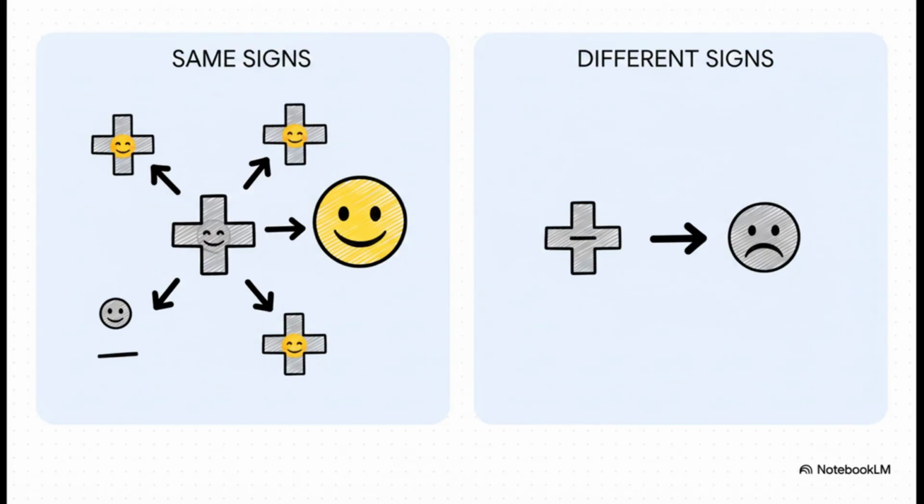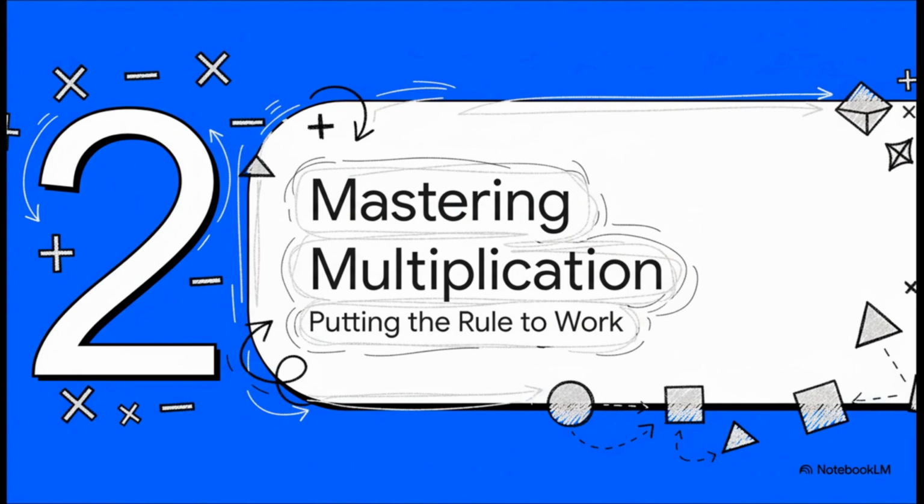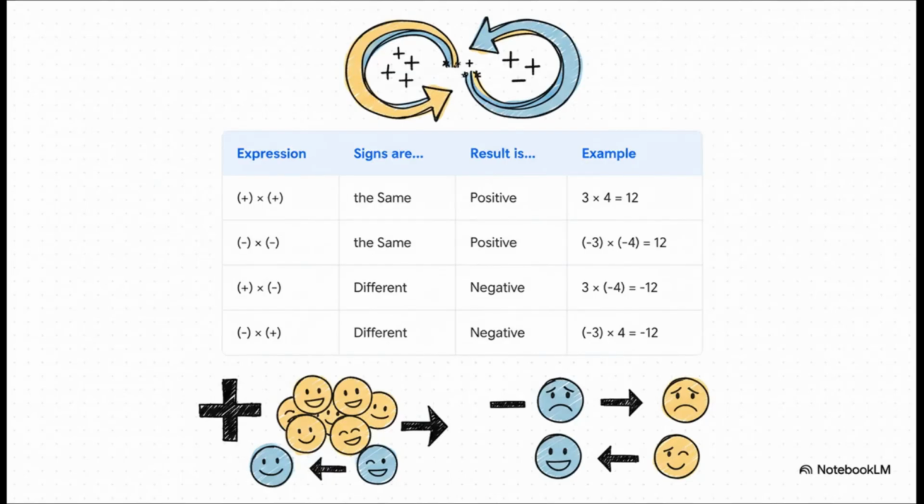If the signs of the numbers are the same, so 2 positives or 2 negatives, the answer is always positive. And if the signs are different, 1 positive, 1 negative, the answer is always negative. That's it. Seriously. Let's see it in action. First up, multiplication. Let's take our one rule and see how it makes every single problem totally predictable and, honestly, pretty easy to solve.